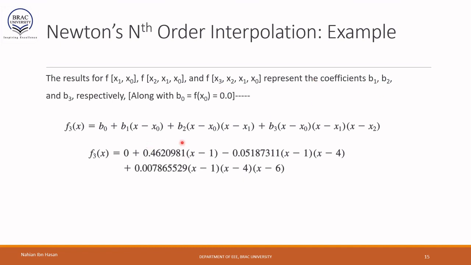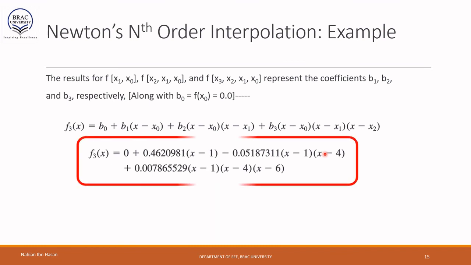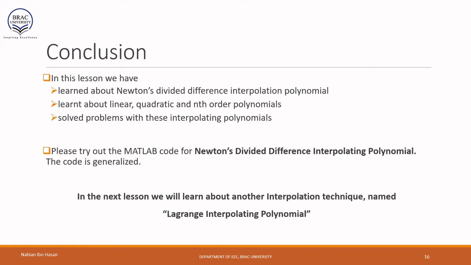Once we determine these coefficients, we can easily substitute those into the main equation, the general third order interpolating polynomial, and we get this interpolating polynomial, which looks like this. This is our main interpolating polynomial that we wanted to fit. This is a third order interpolating polynomial. Why? If you multiply all of these terms, you can see that the highest order x term is 3. That makes it a third order interpolating polynomial, and this is Newton's third order interpolation polynomial.